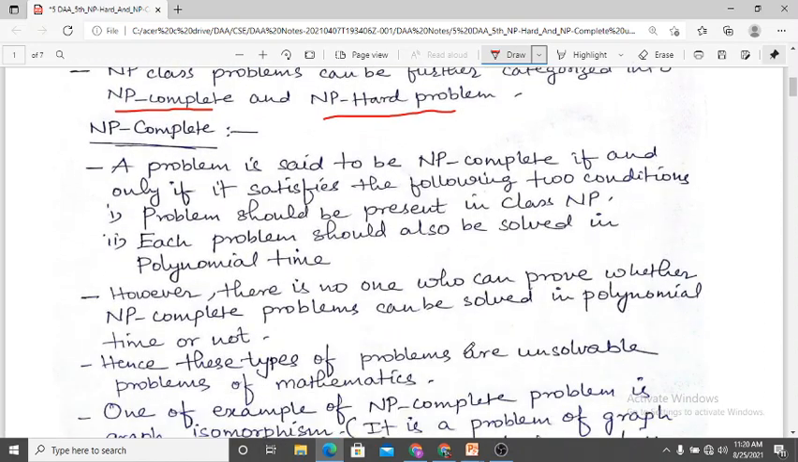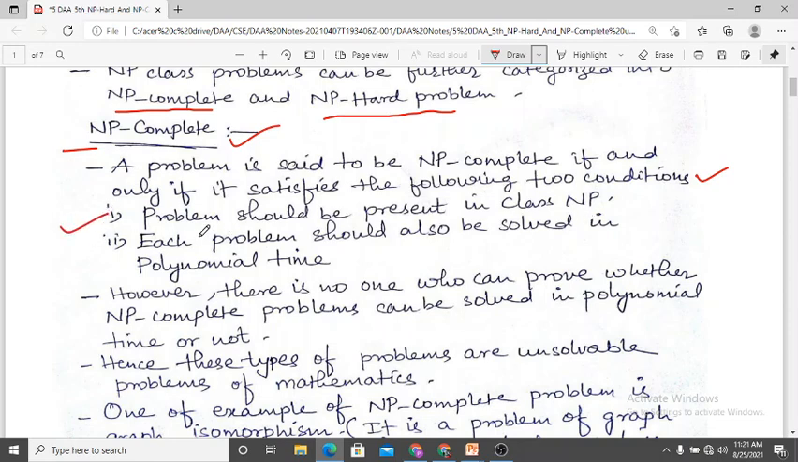What is NP complete? We know what NP is. NP is non-deterministic polynomial. But what is NP complete? A problem is said to be NP complete if and only if it satisfies the following two conditions. We will say NP complete when the given two conditions are satisfied. Let's check out the conditions.